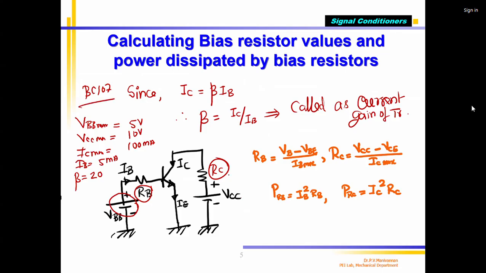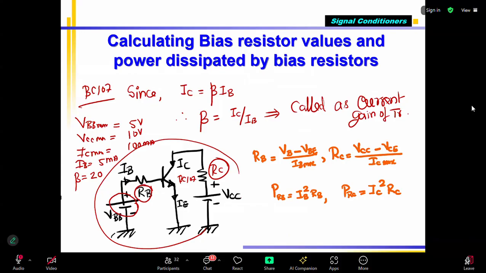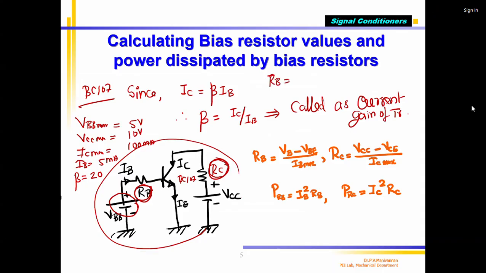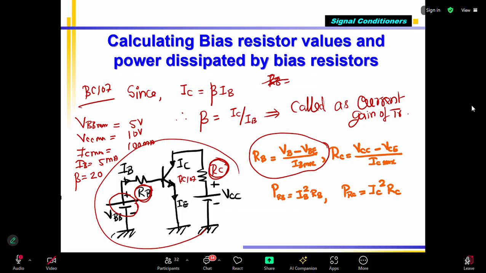Now, this is my transistor amplifier. This is my BC 107. I want to design the amplifier. What is designing? Designing is finding the RB value and RC value, called designing a transistor amplifier for BC 107. What will you do? You can find it very simple. Note down, RB equal to VBB minus VBE divided by IB max. Here they already give us the VBB max.